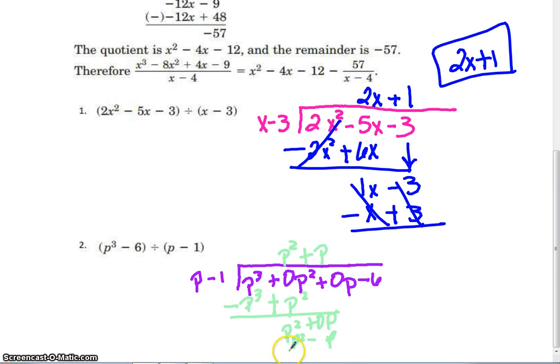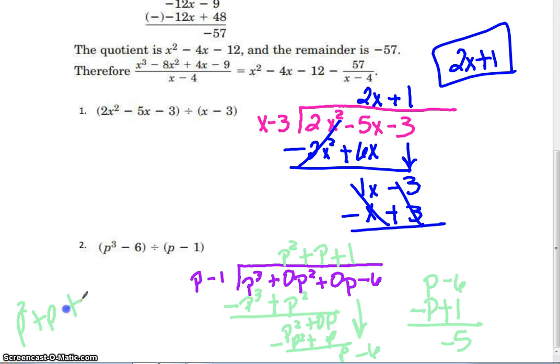I'm running out of room, sorry. Draw a line. Change your signs, so minus, plus, and so this gives you 0 plus 1 is p. Bring down your minus 6. What would you multiply p by to get p? It's there, so you're going to say plus 1. And so I'm just going to come over here and write it had p minus 6. When I do that, I'm going to get p minus 1. Draw a line. Change your signs, and this is negative 5. So that's your remainder. So your answer is p squared plus p plus 1 minus, because it was negative, 5 over p minus 1.